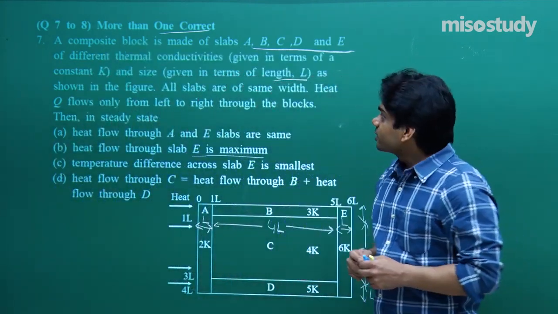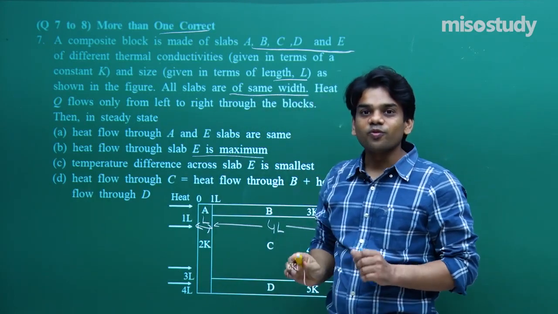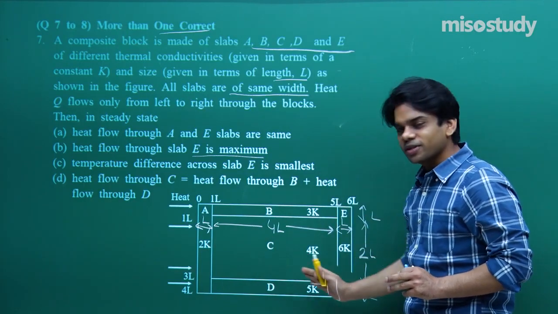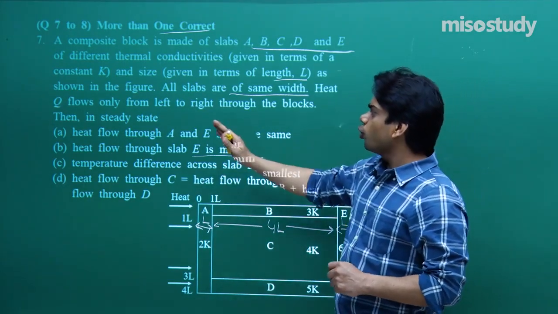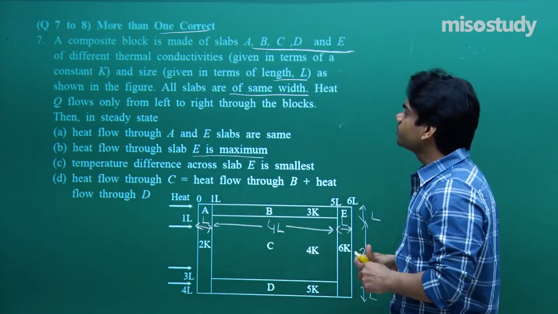Next thing you see, it's given that all slabs are of the same width. So width we are going to see, it's a 3-dimensional figure, but as per the representation it seems to be 2-dimensional, but it's a 3-dimensional figure. Heat Q flows only from left to right. So heat Q is flowing from this end to this end through the blocks.